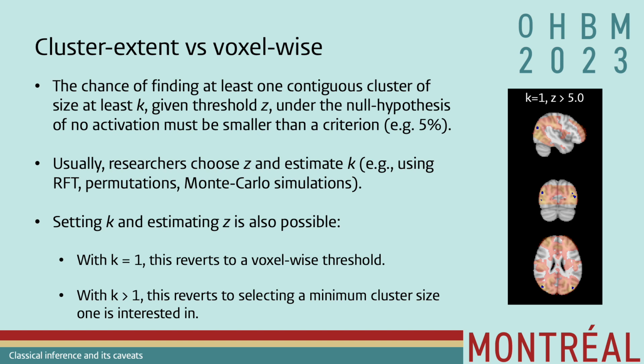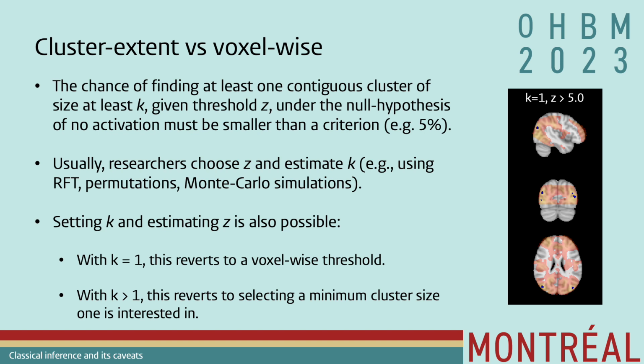And this is because in cluster extent thresholding, we define the chance of finding at least one contiguous cluster of size at least k, given threshold z, under the null hypothesis of no activation, to be smaller than a certain criterion. In this case, there are two parameters that we can tweak: k, which we usually estimate from the data, and the threshold z, which we usually decide beforehand.